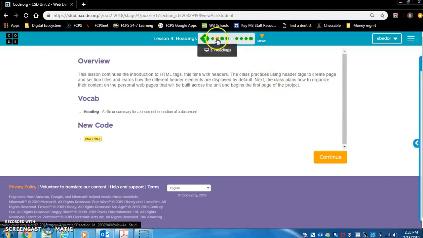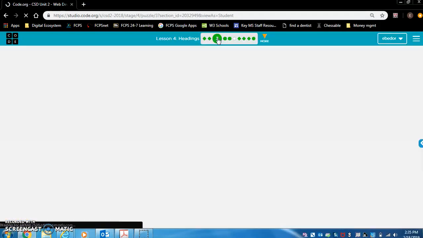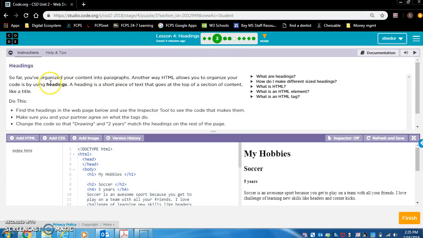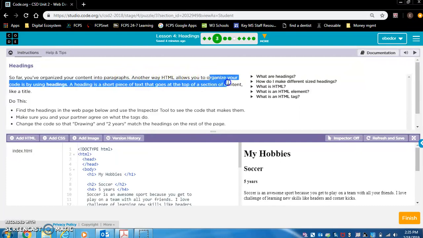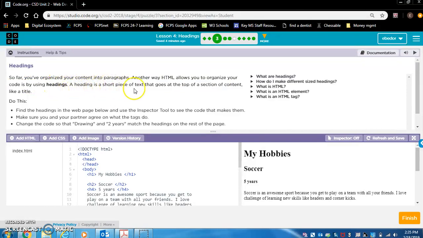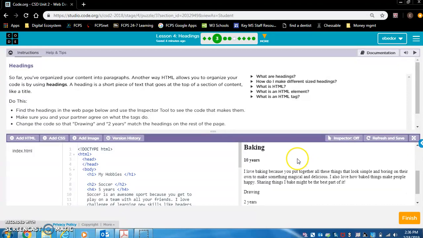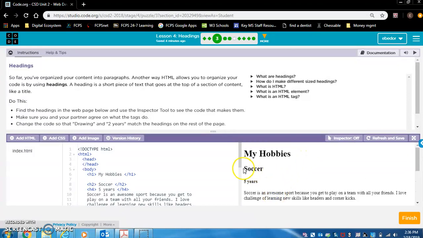We're skipping 2 because you're going to watch that video in class, so let's go right to 3. So far, you've organized your content into paragraphs. Another way HTML allows you to organize your code is by using headings. A heading is a short piece of text that goes at the top of a section of content, like a title. So here we have headings. My hobbies, that's the biggest one. And then beneath that, there's a smaller heading, soccer, and an even smaller heading beneath that, 5 years.